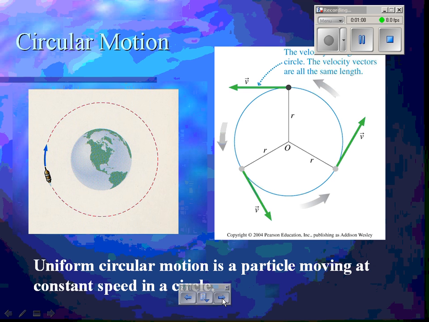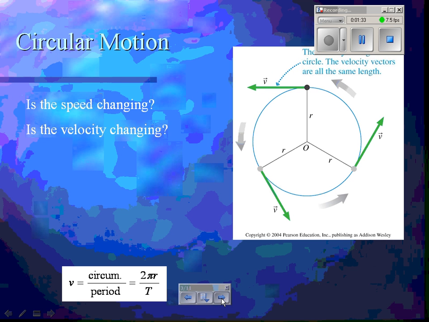Since the direction is always changing, we do have a changing velocity, so there is an acceleration present. But if it's moving at a constant speed going round and round, we call this uniform circular motion. So this first section is going to be on uniform circular motion. We will get to accelerated circular motion, where you can speed up or slow down as well.